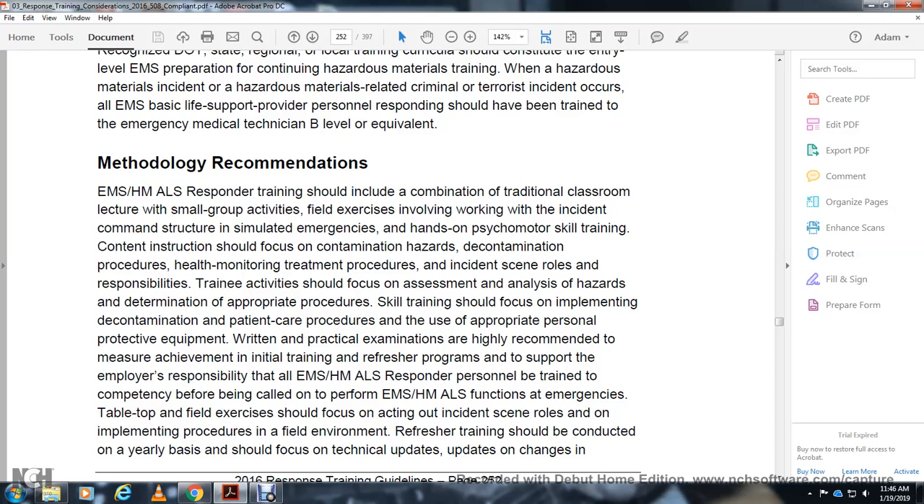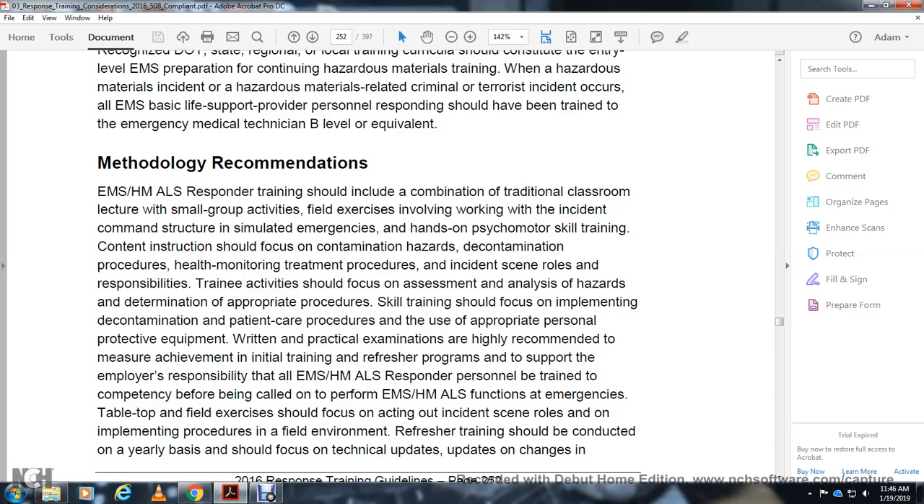Skill training should focus on implementing decontamination and patient care procedures, with the use of appropriate personnel and protective equipment. A practical examination is a highly recommended measure of achievement of the initial training. Refresher programs support the employees responsible for emergency medical support at the hazardous materials advanced life support responder level. Personnel should be trained to the competency to be informed before being called to perform the emergency medical support function.